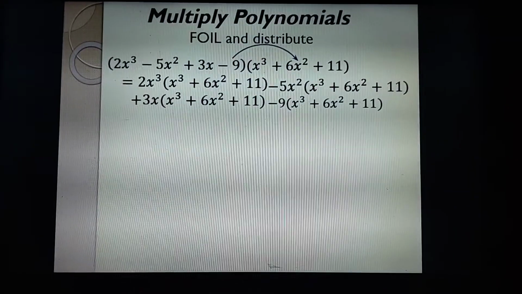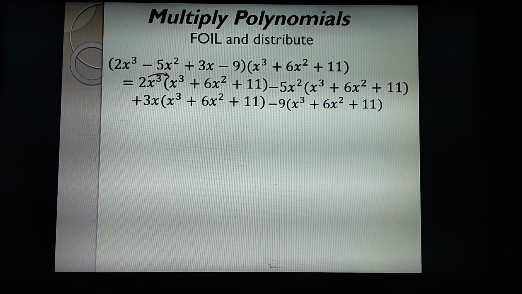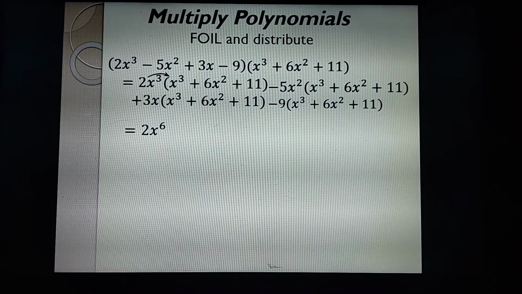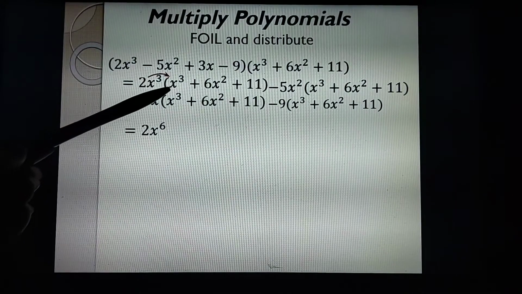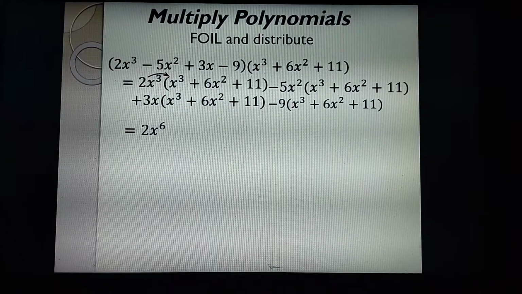Okay. All right, so focusing on the first problem, we're going to multiply 2x cubed times x cubed. That's 2x to the 6th. Because remember, this is where our exponent rules come in. I've got 2 bases that are the same that you're multiplying. So you keep the base, add the exponents.